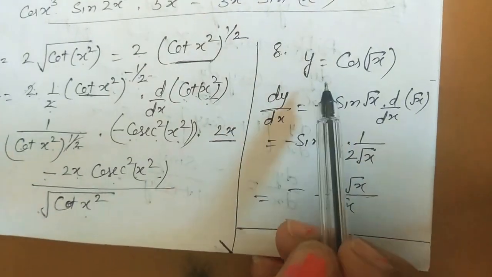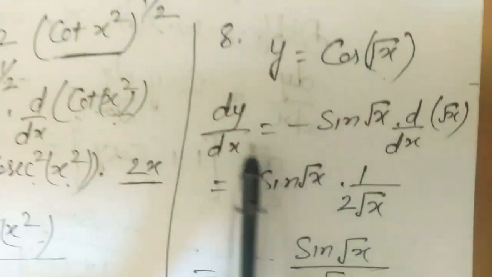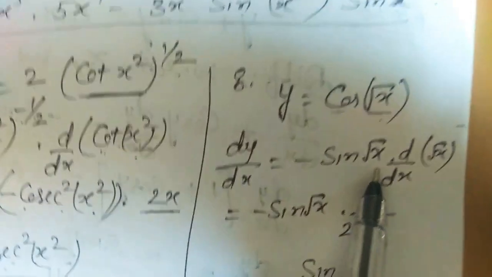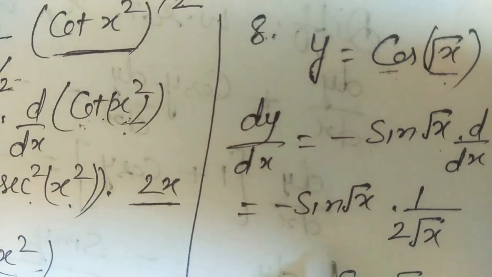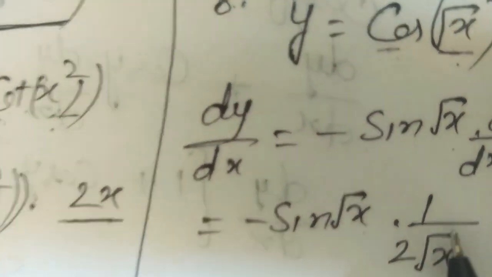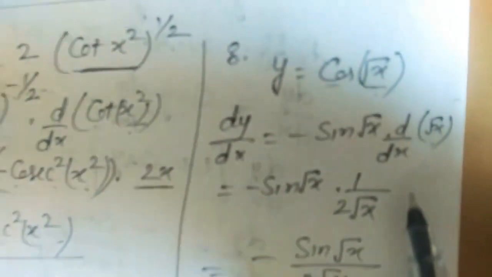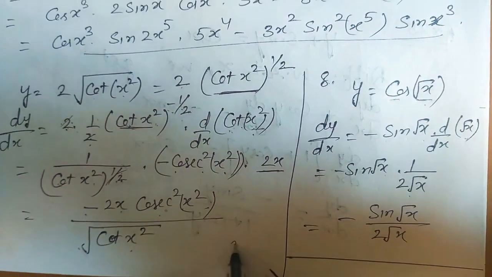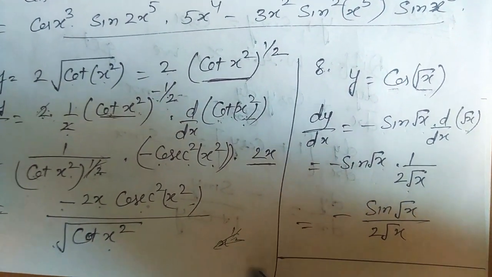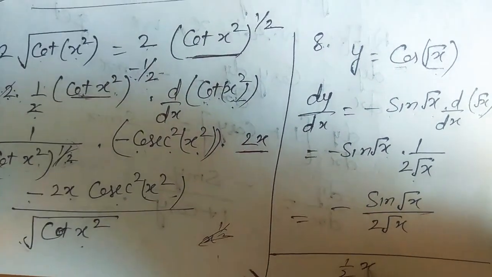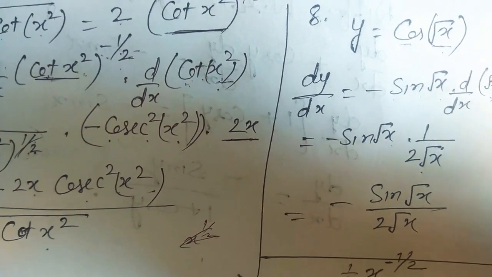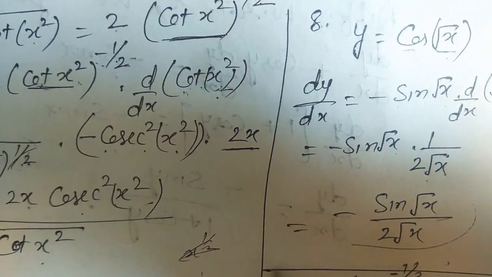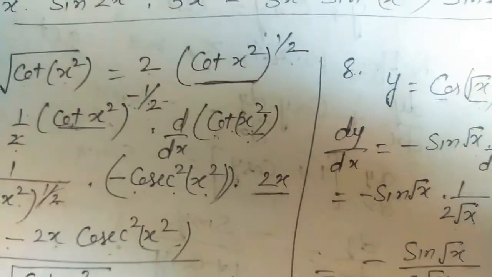Now come to the 8th question. Y is equal to cos root x. What is the derivative of this? Cos of a function, so it is minus sin of root x into the derivative of root x. We know that the derivative of root x is 1 by 2 root x, because it is x power 1 by 2. The derivative of x power 1 by 2 is power 1 by 2 into x raised to power 1 by 2 minus 1, which is minus 1 by 2. So it will be 1 by 2 root x. So this is the answer. We will do the 9th and 10th questions later when we do the first exercise.